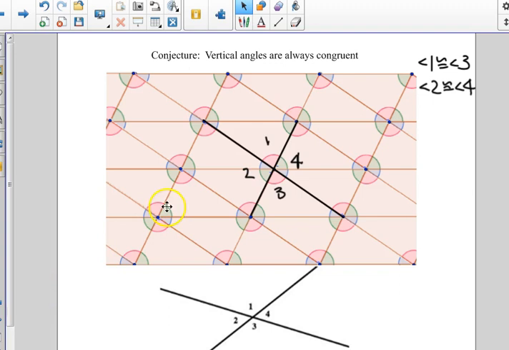So in the diagram above, on the tessellation of the plane, angle 1 is congruent to angle 3, and angle 2 is congruent to angle 4.